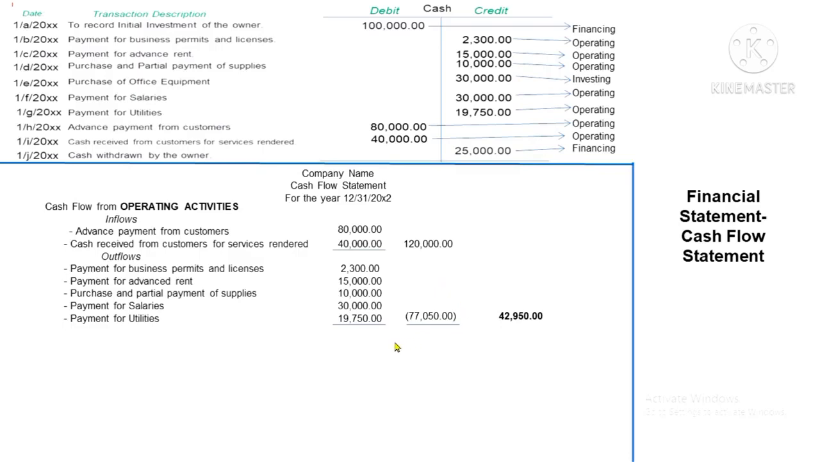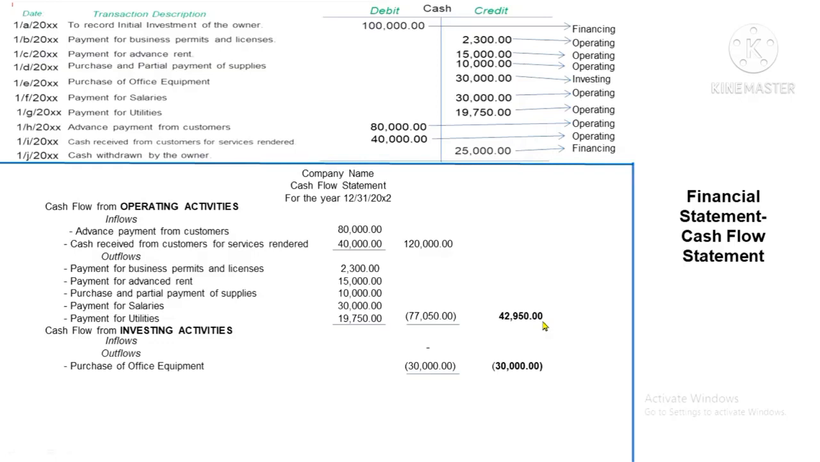Cash flows from investing activities and financing activities actually follow the same pattern, as this will start with the inflows. But since we don't have any inflows in the investing activities, we put 0 here. However, we have one outflow related to the purchase of the office equipment, which is an outflow of 30,000. So we need to add these two and we will get negative 30,000 in the investing activities.